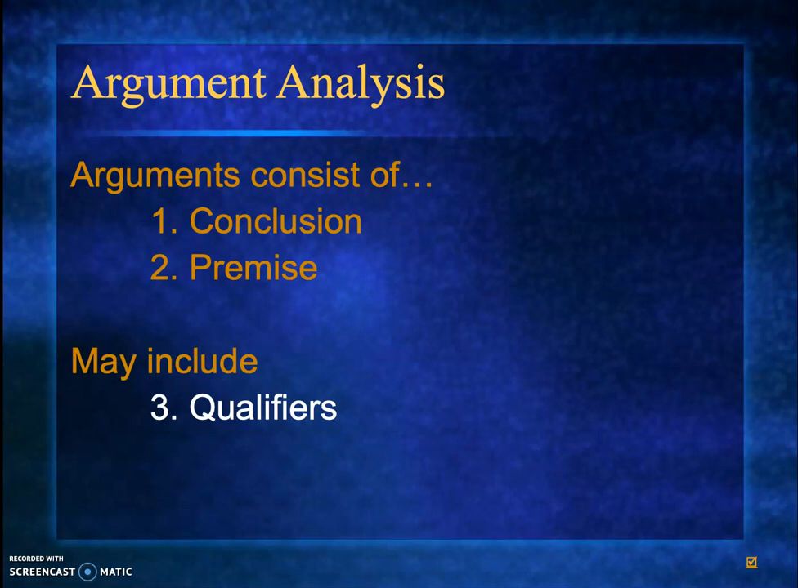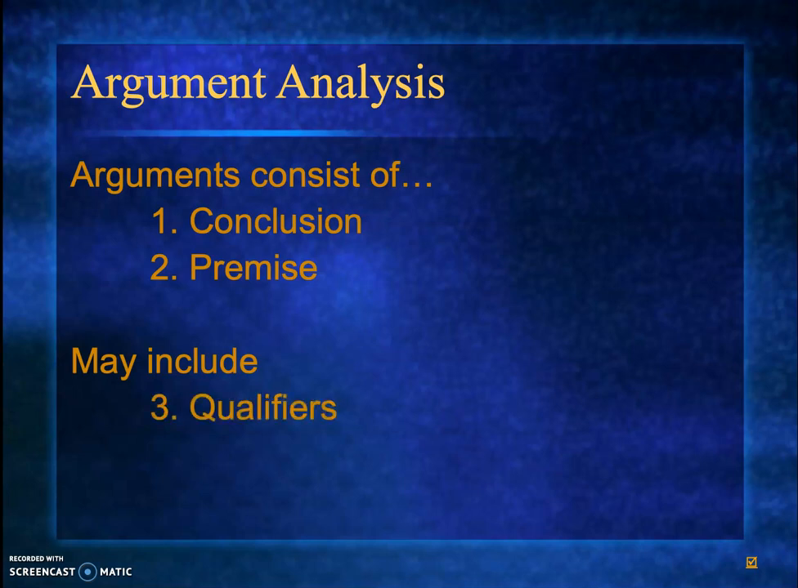Qualifiers sort of give us the boundaries of when a conclusion might be true, right? So the conclusion that one draws from a premise might not be true under certain circumstances. So it might be important to qualify the conclusion, or for that matter, even the premise.